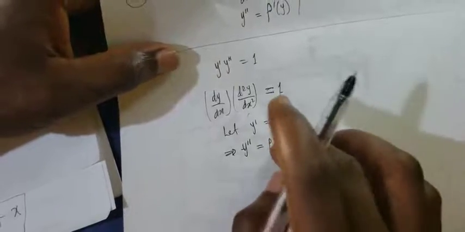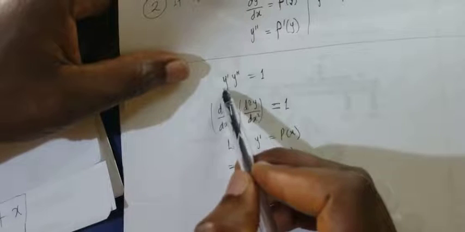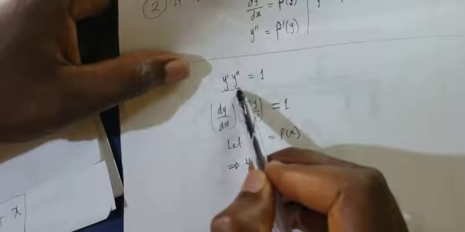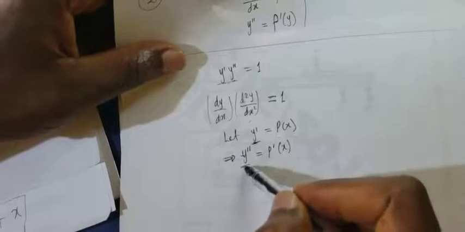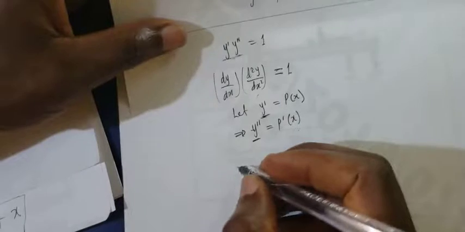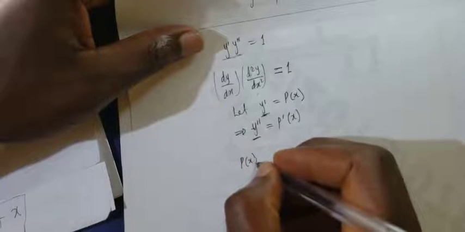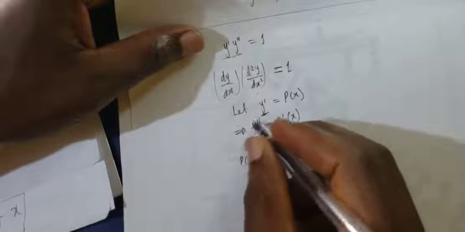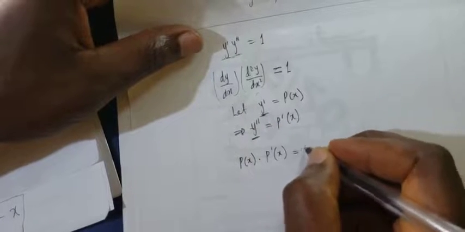And then we can substitute this into this equation. If we want to make the substitution, we must have a substitution for y prime and a substitution for y double prime. So that's what we have just done here. By setting y prime to be p of x, we must set y double prime to be p prime of x, the derivative with respect to x. So when we put that in this equation, we're going to have y prime, which is p of x, multiplied by y double prime, which is p prime of x, equal to 1.